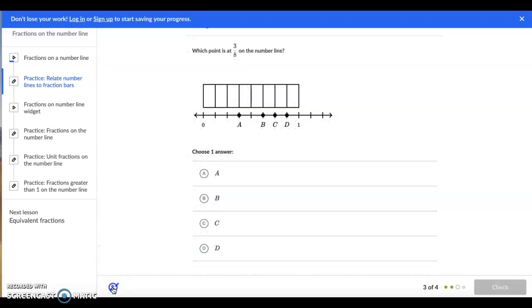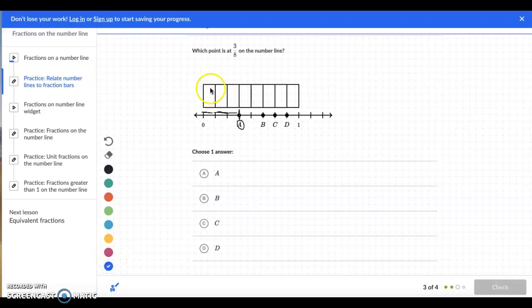Now let's show and color in 1, 2, 3. So I'm showing 3/8 on my area model and 3/8 on my number line. So my answer is going to be A.